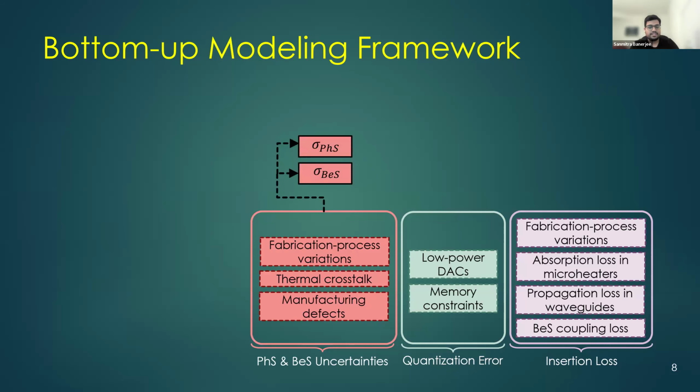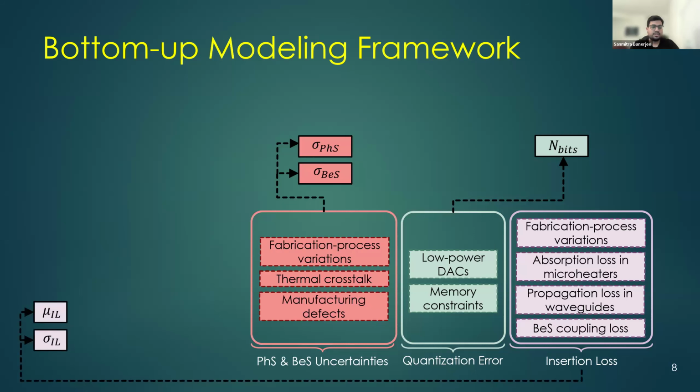So for example, phase shifter and beam splitter uncertainties can be measured by assuming a standard deviation. So what if all our phase angles are not perfect? What if all our splitting ratios are not perfect? Quantization error can be quantified by using the number of bits that we use to store the phase angles or the inputs to the voltage driver. Insertion loss can be modeled by considering that we have a mean background loss across all the MCIs, and then we have a spread across all the MCIs around that background mean loss.